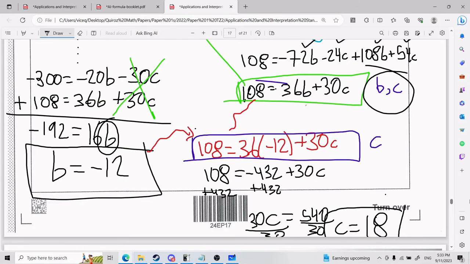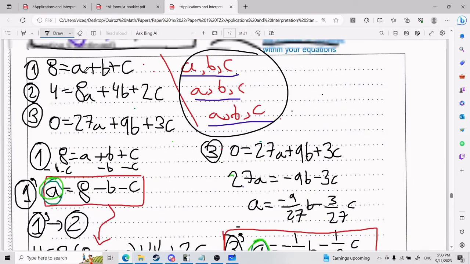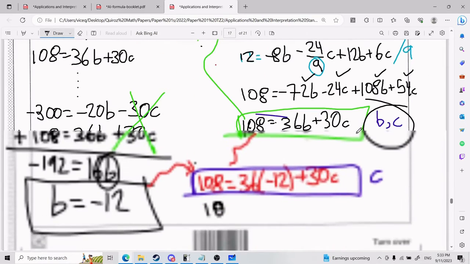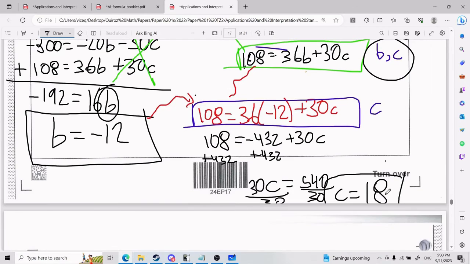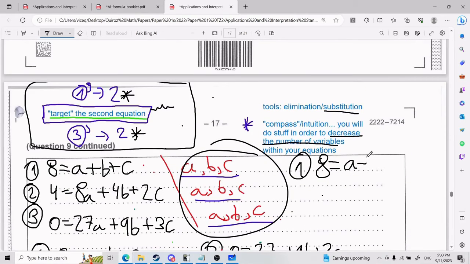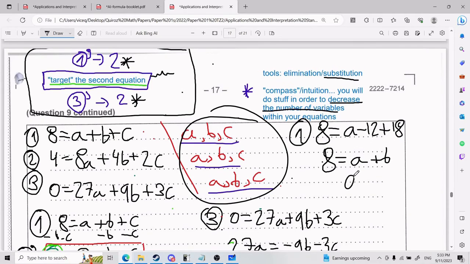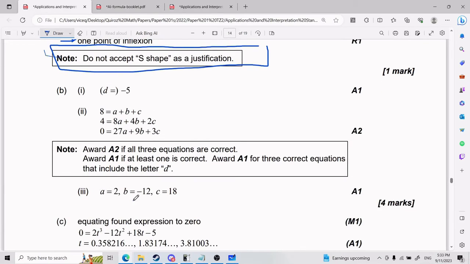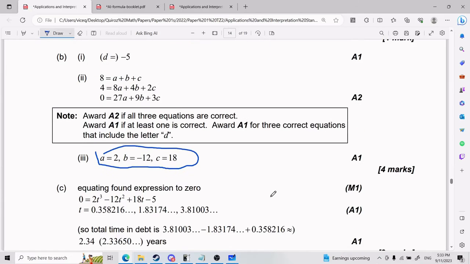Boom. So B is negative 12, C is 18. Now I can plug it into the first one even. So I'm going to go into the first one with all the stuff I know now. So A is A, B we said was negative 12, C we said was 18. So negative 12 plus 18, 6. 8 equals A plus 6, means that A equals 2. We check the answer key just to double check. A is 2, B is negative 12, C is 18, ladies and gentlemen.